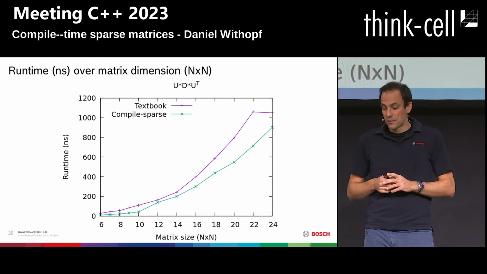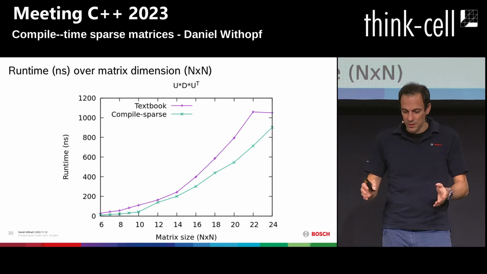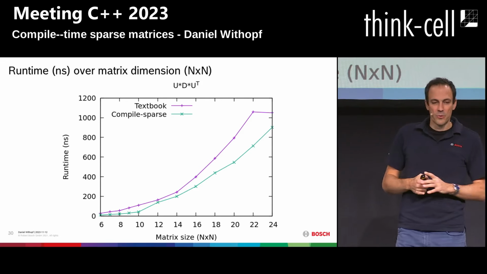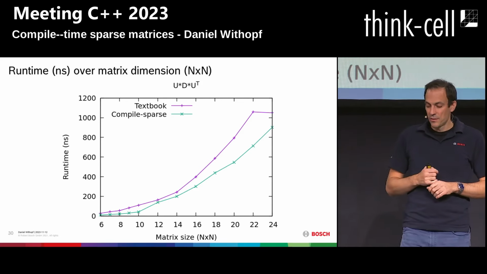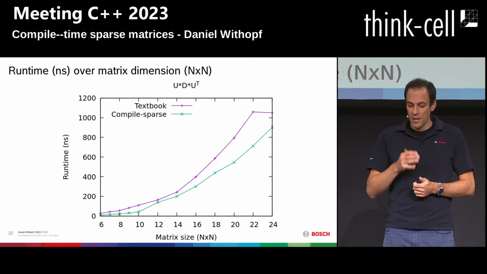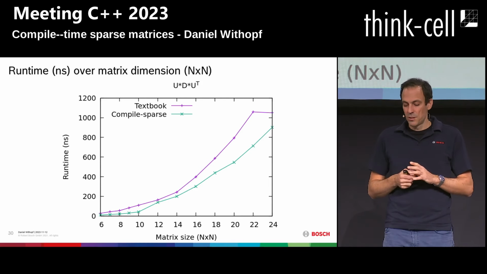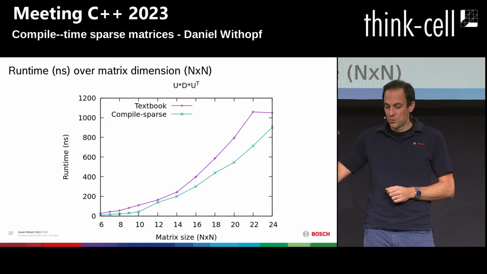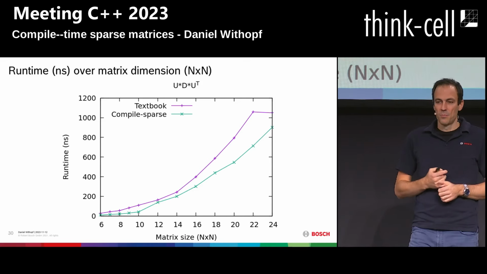Good, and when doing that, this is sort of the result. I should explain what you see in the plot. So we have the textbook algorithms that you usually find in your linear algebra textbooks. And in green, that's the compile time sparse matrices that I presented in the talk. The x-axis is the matrix size, so it's always a square matrix, and we go from 6 by 6 to 24 by 24, and the y-axis is the runtime of our benchmark.